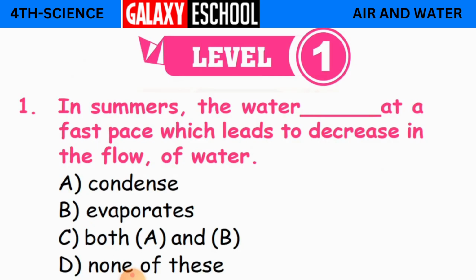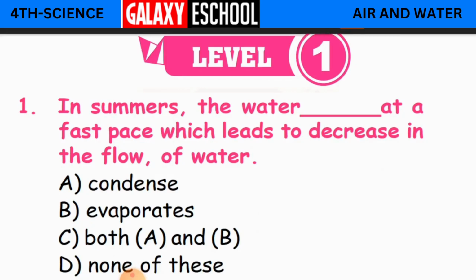In summer, the water dashes at a fast pace, which leads to a decrease in the flow of water. In summer, what is going to happen to water? It is going to happen at a fast pace, so that it happens very quickly. Because of that we will have scarcity of water, that is, it leads to a decrease in the flow of water. What will be the answer, children?